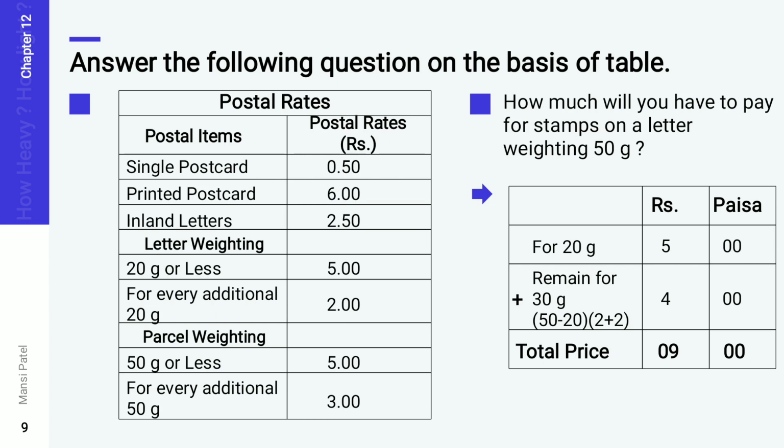Now here if we just add 20 to 20, it's only 40 gram. But the weight of our letter is 50 gram. That's why we have to add the additional cost more than once. Therefore, we are adding the cost for the additional weight. Let us see one more example.